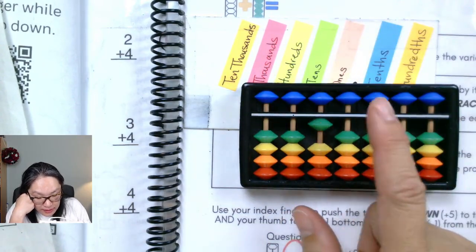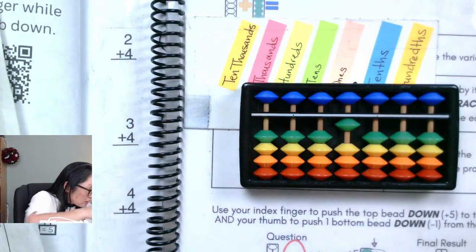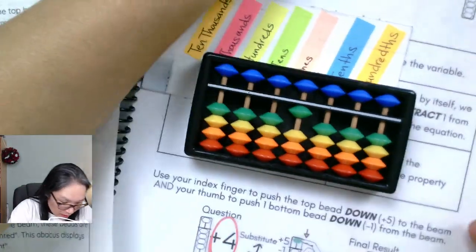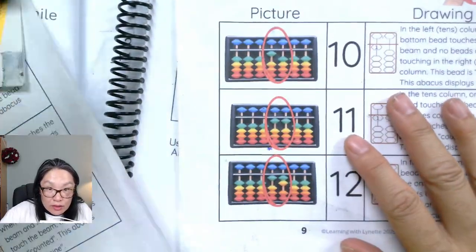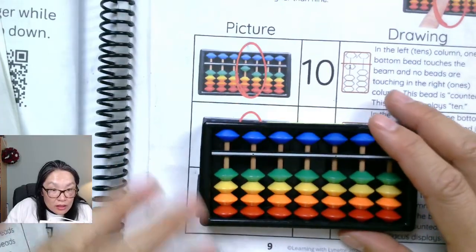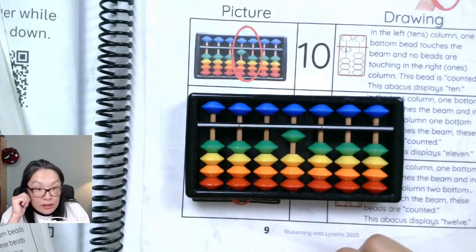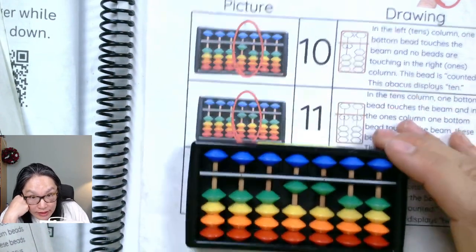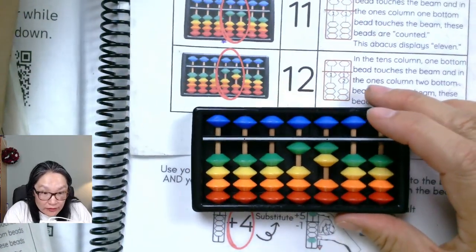10 looks like this. Just as we write the number 10, a 1 and a 0, then we do 10, it's a 0 and a 1. So this is 10. That's what 10 looks like. And then this is 11, just as we write 11. And then 12. We have 12.